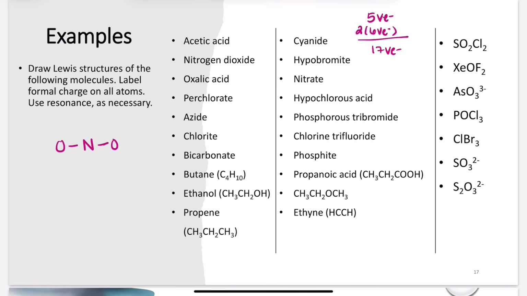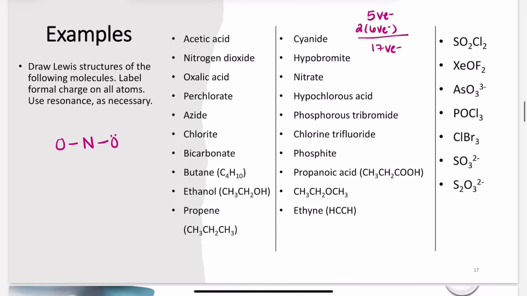Nitrogen dioxide has the nitrogen in the center. It's the least electronegative element. Give your outer atoms their octet.